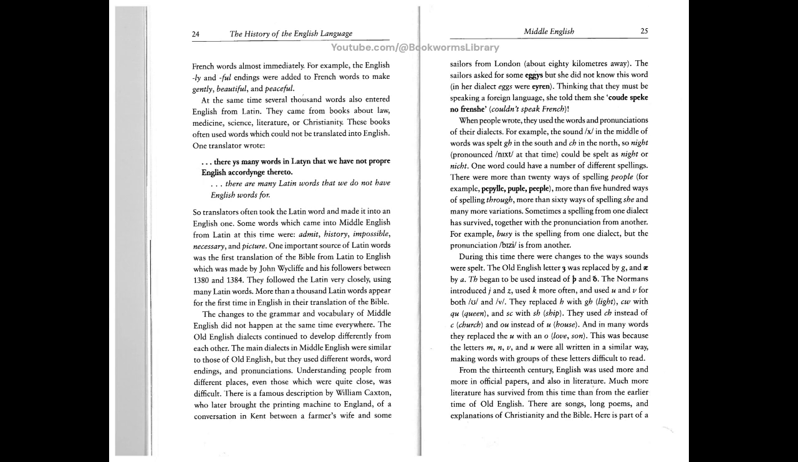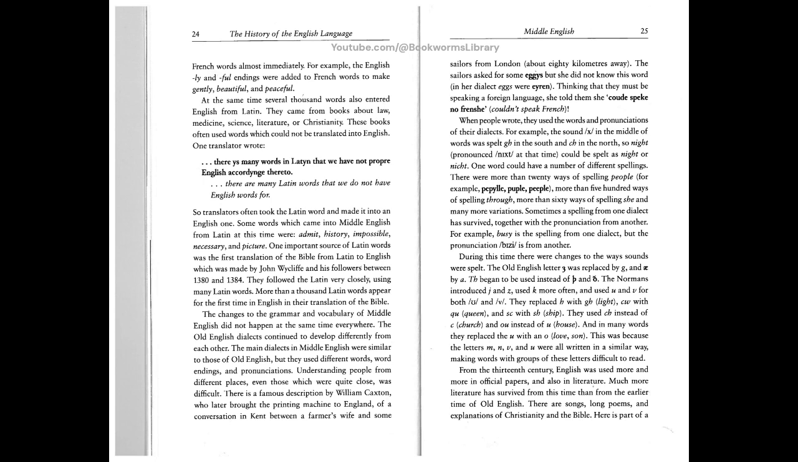There is a famous description by William Caxton, who later brought the printing machine to England, of a conversation in Kent between a farmer's wife and some sailors from London, about 80 kilometres away. The sailors asked for some eggis, but she did not know this word. In her dialect, eggs were eieren. Thinking that they must be speaking a foreign language, she told them she could speak no French.